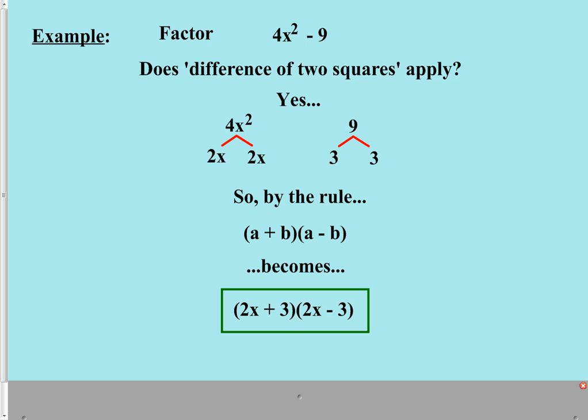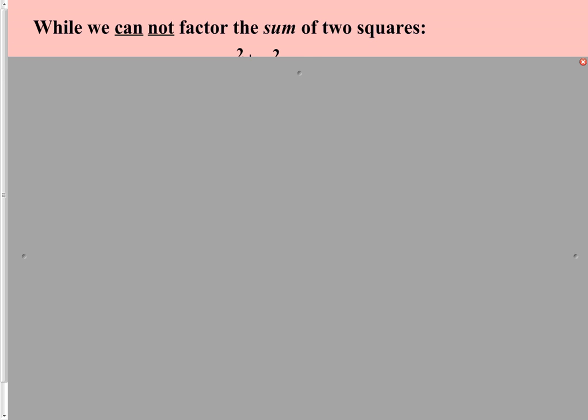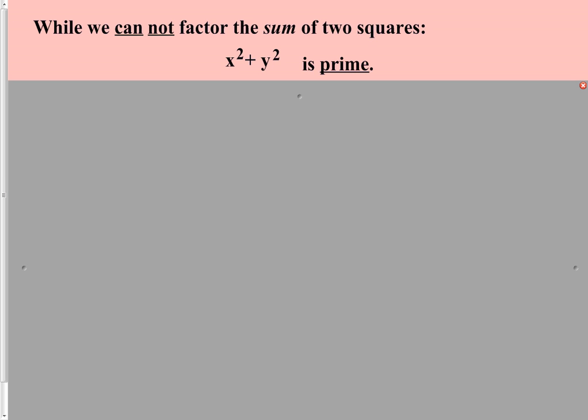Now, there's only really one hazard that we're going to mention today. There is no such thing as a sum of two squares. We have a rule for difference of two squares, but actually the sum of two squares is prime. This guy will not factor. So do not try to apply the same rule as you just did with a difference of two squares. Sum of two squares will not factor.